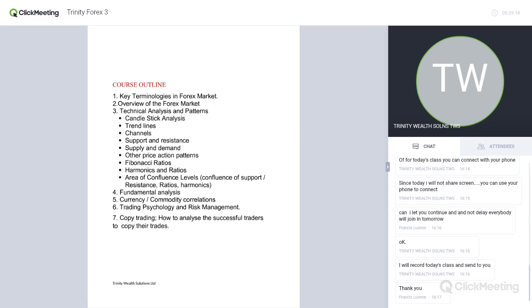Then we look at currency commodity correlations. There are some commodities which affect how a currency behaves. Like today, if you check the CAD, the Canadian dollar has been rallying so much because of the good price of the oil. Oil is related to the Canadian dollar, so you're able to know which commodities affect which currency. So when there's a shortage of oil, we know the Canadian dollar is going to go higher and vice versa. We need to check on that.